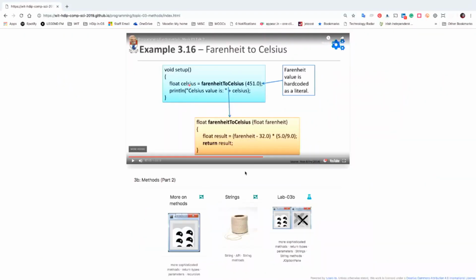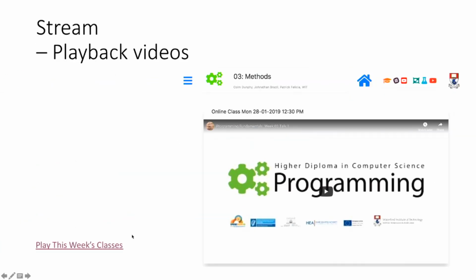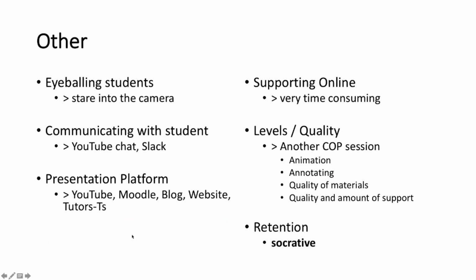Okay, so maybe we'll just switch back. That gives you a flavour. Now, some other things to consider when you're delivering online. We have eyeballing the students, so you want to stare into the camera wherever possible. If I can demonstrate, it's not very good if I'm doing this and I'm talking to you. I need to talk to you, so I talk to you by looking straight at you. That's one of the things we have to get used to in delivering online: wherever possible you need to stare right at the camera.